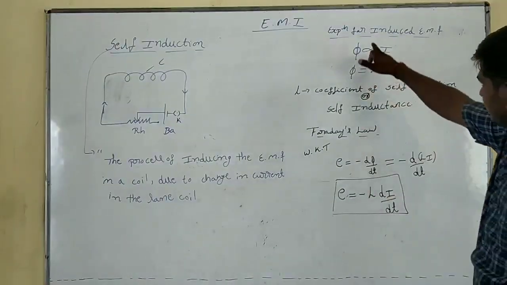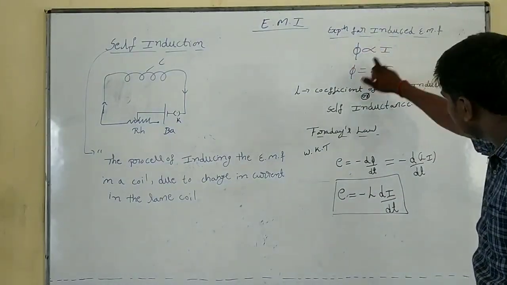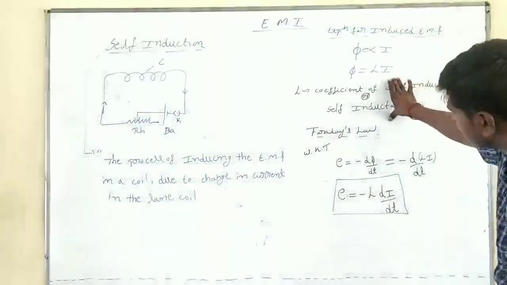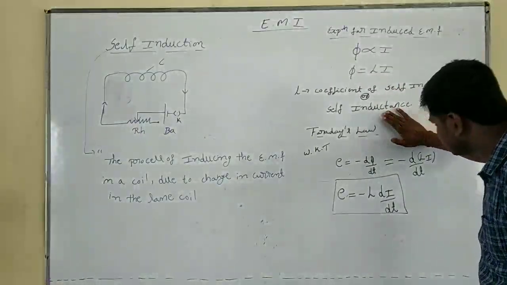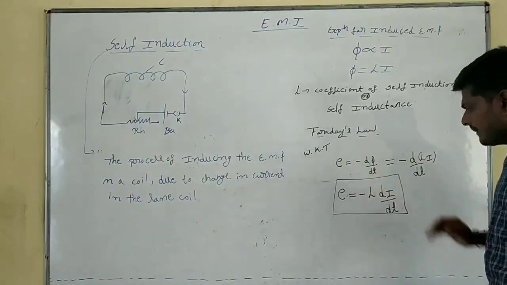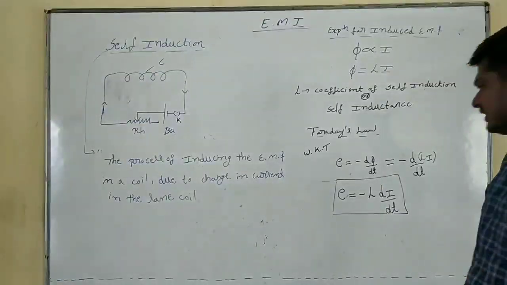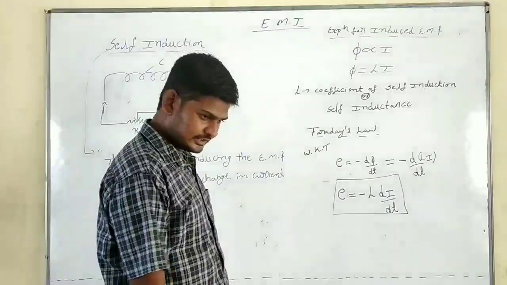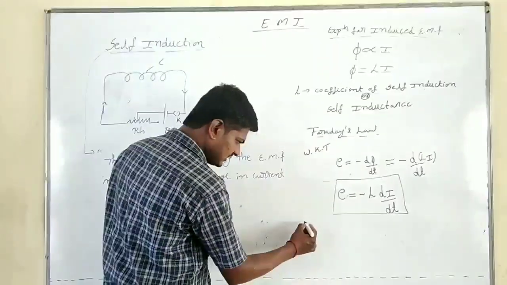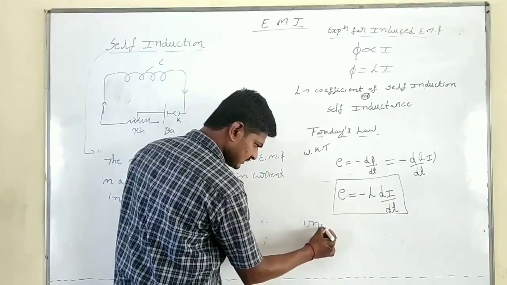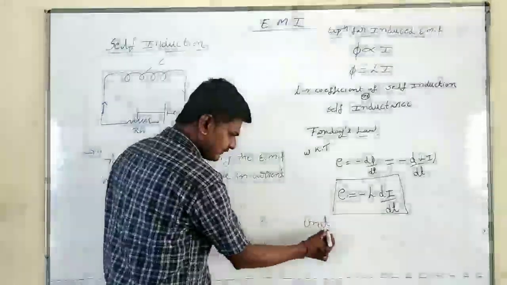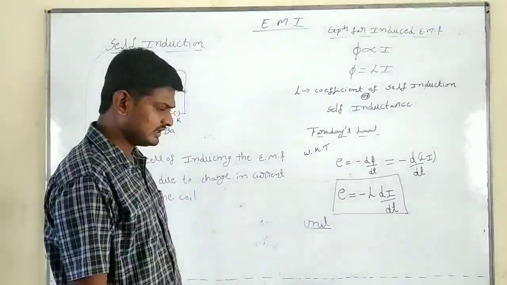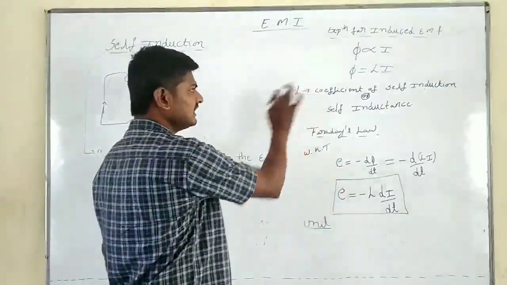Clear? Yes or no? We know that φ is directly proportional to I. φ is equal to LI. L only we are going to call the coefficient of self-induction or self-inductance, means E is equal to minus L into di divided by dt. Here we have to write the unit for self-inductance. The unit for self-inductance will be simple.